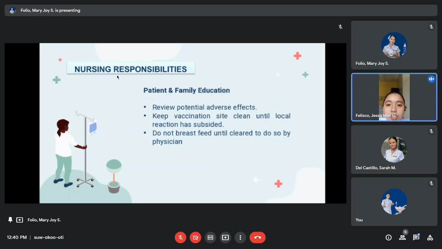Patient and family education. So review potential adverse effects. Keep the vaccination site clean until the local reaction has subsided, and do not breastfeed until cleared to do so by the physician. Next slide.